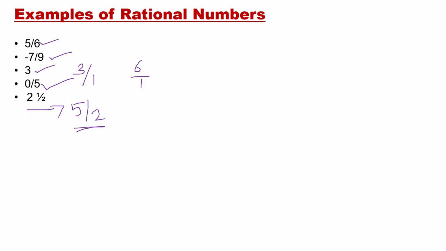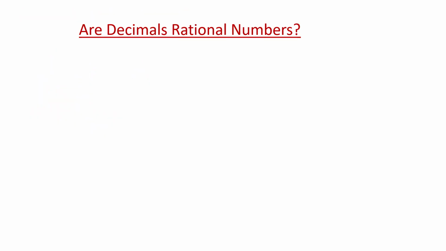Here it is a fraction. 5 is the numerator, 2 is the denominator. So it is a rational number. They still fit the definition of a rational number. If you are not too sure about mixed and improper fractions, it's a good idea to review them before moving on. Are decimals rational numbers?